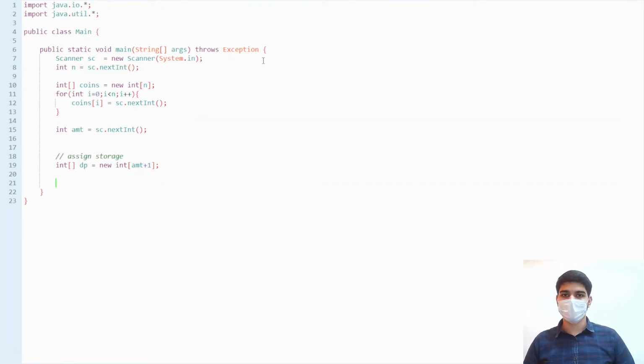The only way to pay is not pay anything. So dp of 0 was 1. This is our base case, right? Now we have to traverse and solve.